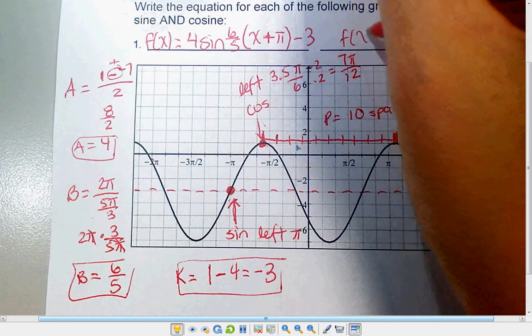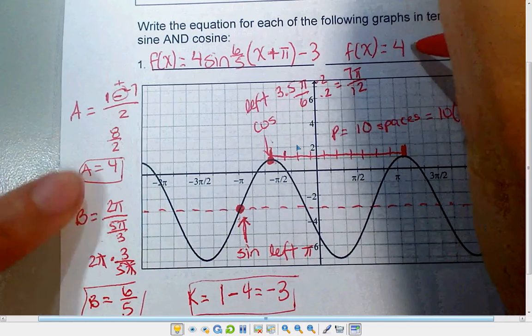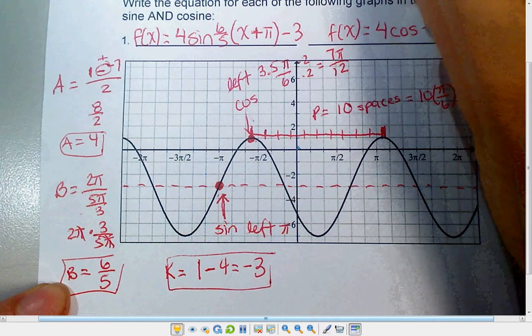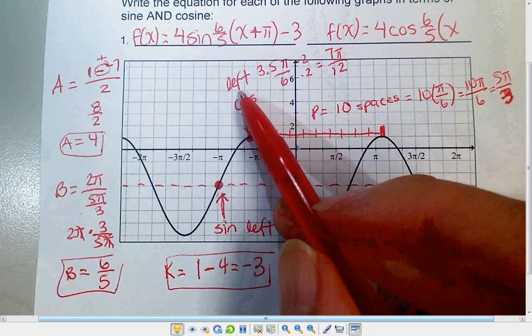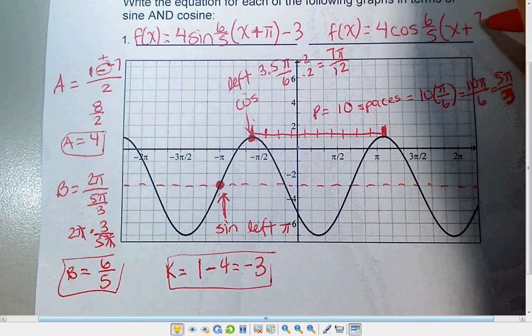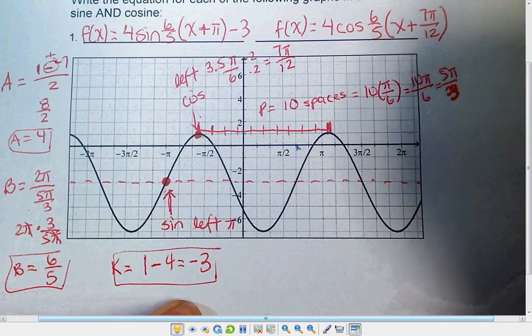Okay, so now let's write cosine. So again, our a is 4. Now we have a cosine function. Our b is still 6 over 5. And so inside my parentheses, I'm moving left 7 pi over 12. Left means I'm adding because it's the opposite. And then my k value is still the same, minus 3.